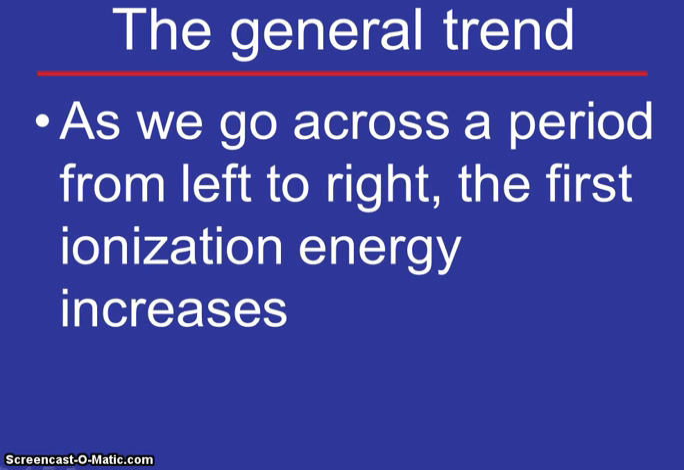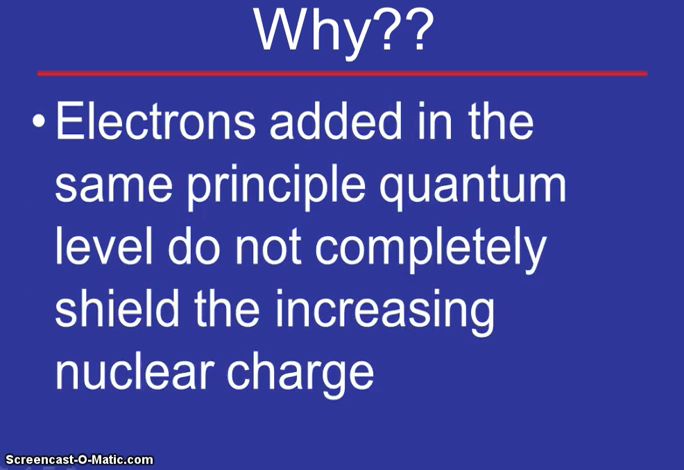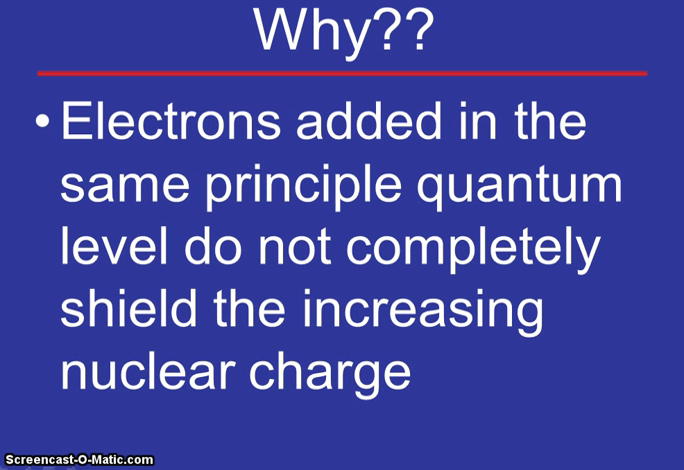So as we go across a period from left to right, the first ionization energy increases. So why? Electrons added in the same principal quantum level, or the same energy level, do not completely shield the increasing nuclear charge. Therefore, the electrons are held more tightly by the nucleus as we go across a period.